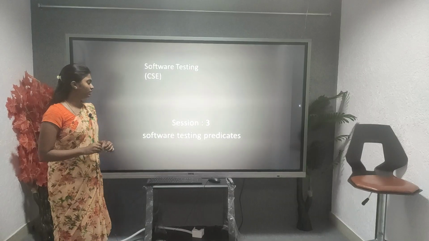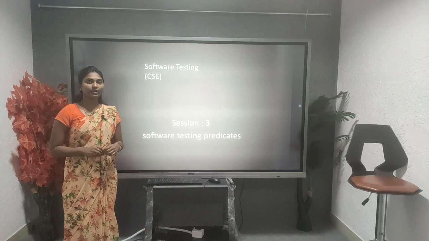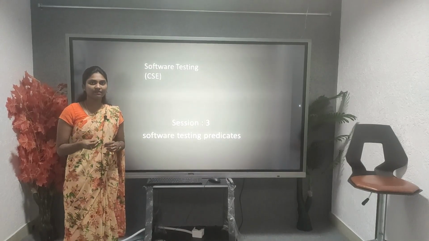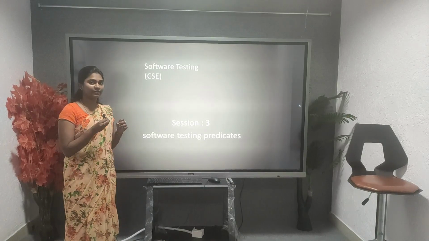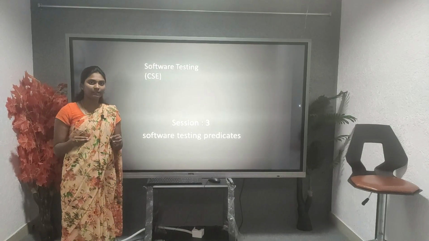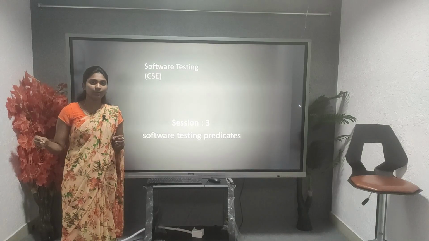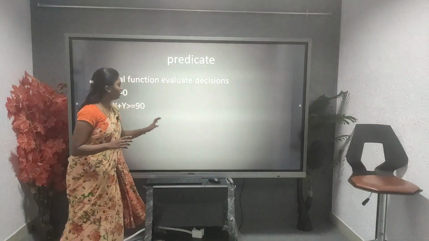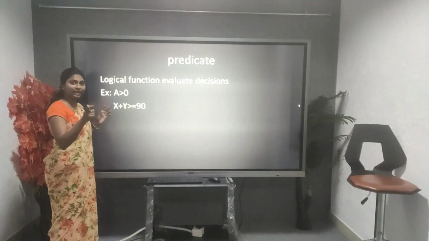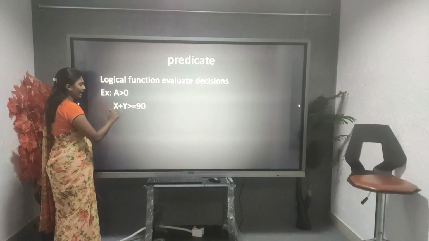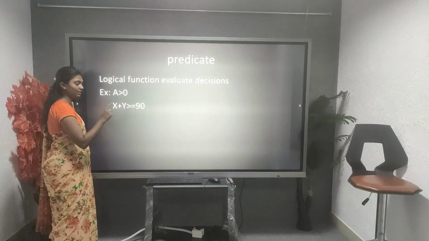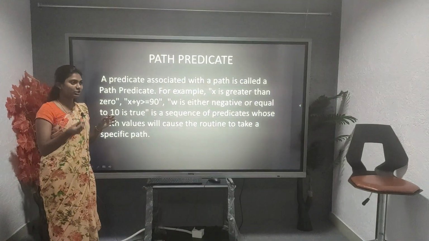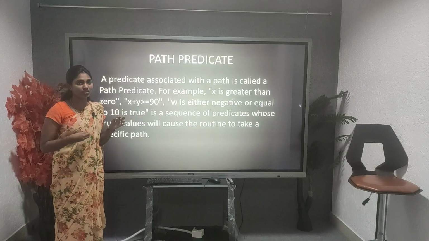Good afternoon all. So in this section I am discussing predicates, path predicates, and how we are achieving the predicates. What is the difference between predicates and path predicates, and what are the achievable predicates? First, the predicate. Next we will see whether it is taking variables. See, x plus y greater than or equal to 90, where the variable is taken by the decision. So it is describing the decision variables and the logical functions.